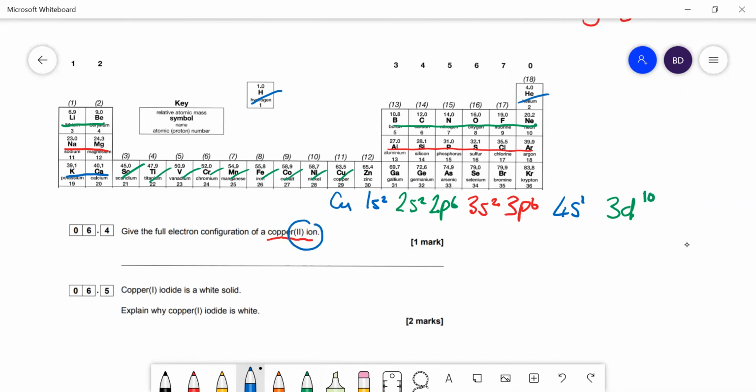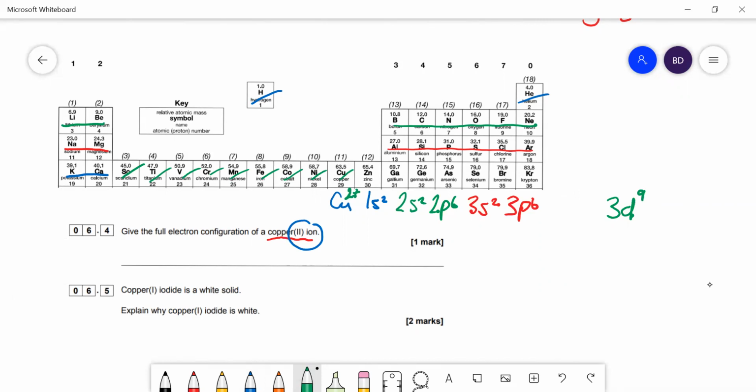But we want the copper 2 ion. So where are the electrons lost from? Well, you lose the electrons from the 4s. Always you lose the electron from the 4s, and then you're going to have to lose 1 from the 3d, so that is going to be 3d9. So that is the electronic configuration of the copper 2+ ion.